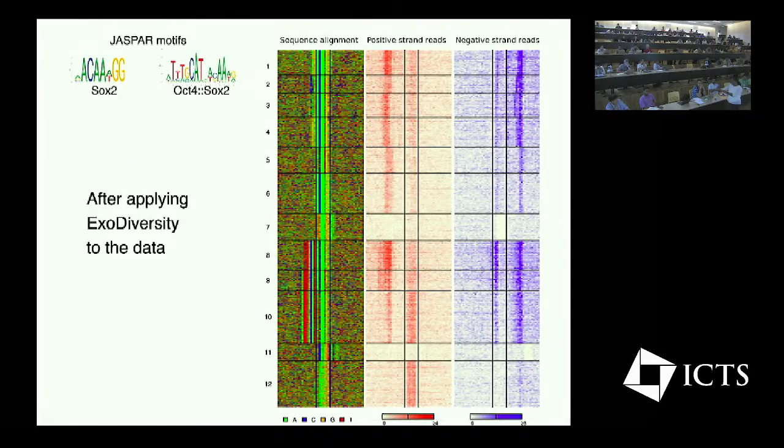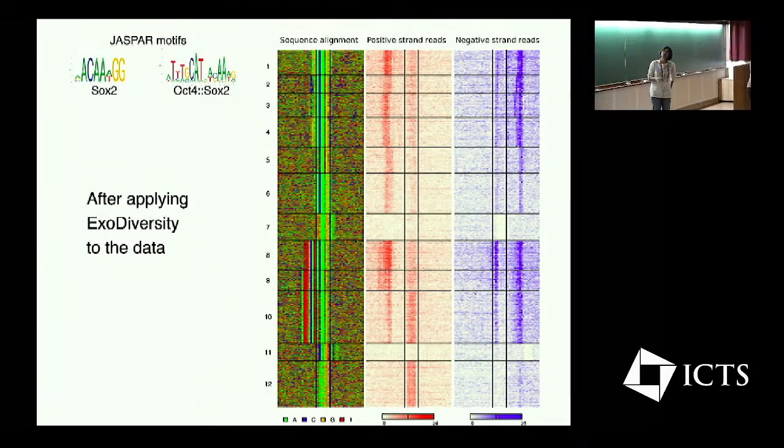No. These are narrow peaks. This is post-processing. Oh no, but this is ChIP-exo. ChIP-exo will be narrower usually.